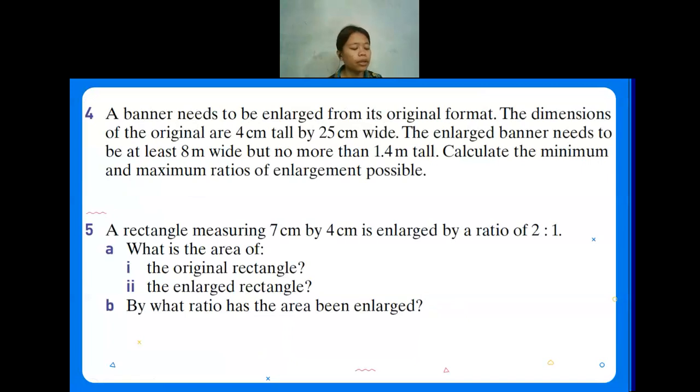There is a banner, and the original dimension is 4 centimeter by 25 centimeter. I want to enlarge the banner. The minimum width has to be 8 meter, but it cannot be more than 1.4 meter tall. Now we have to find the minimum and maximum ratio. Anyone want to tell me? Maybe you can check the width first and then the height.